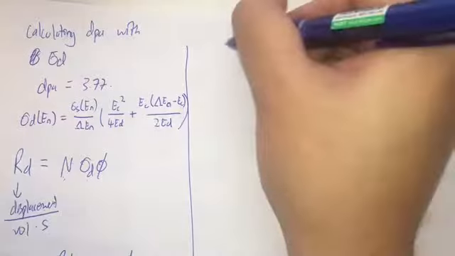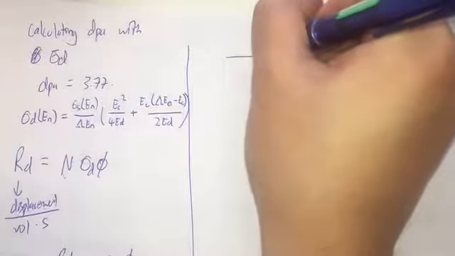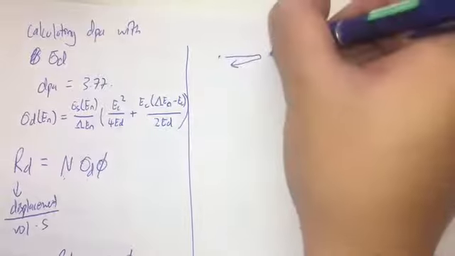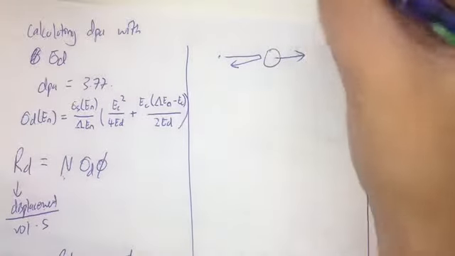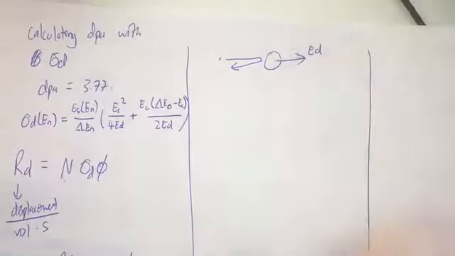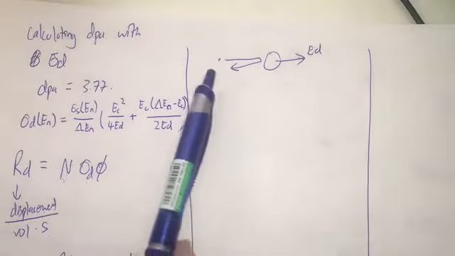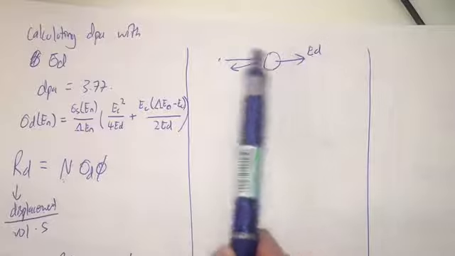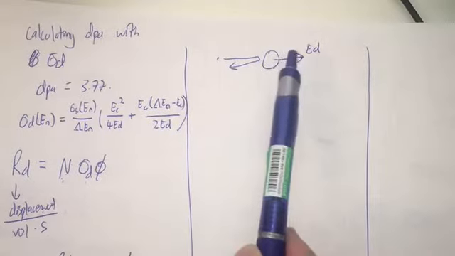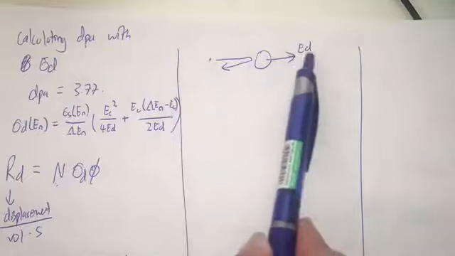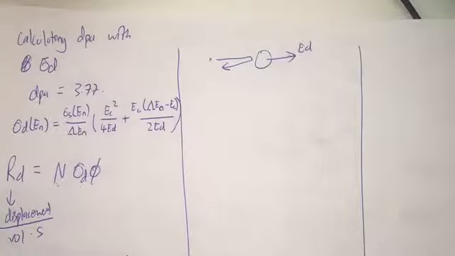We're having a neutron scattering back at 180 degrees, and this PKA will have this energy Ed. What will the energy of this neutron be like? So we are taking the minimum energy of the neutron. The minimum energy of this neutron to generate this energy Ed means that this neutron will have to backscatter 180 degrees to generate this PKA with energy ED.